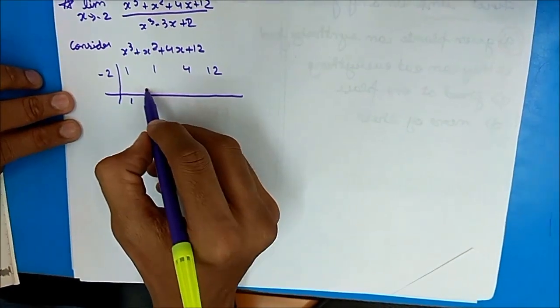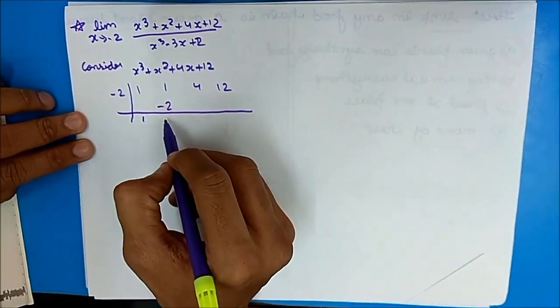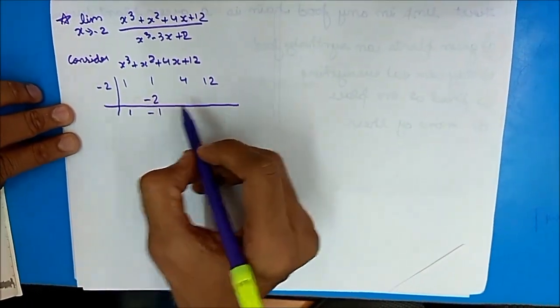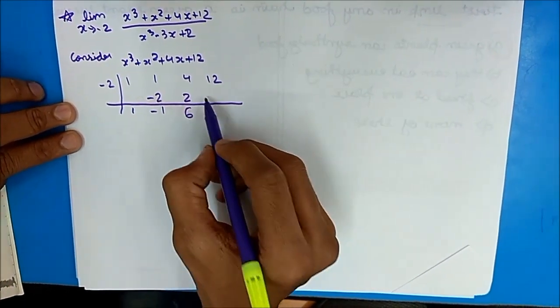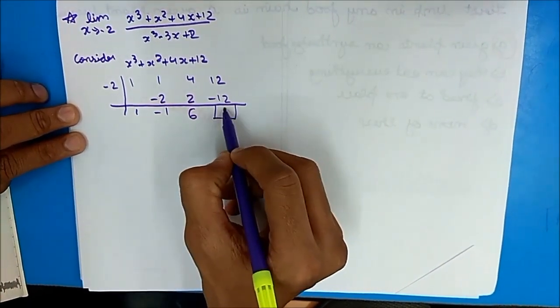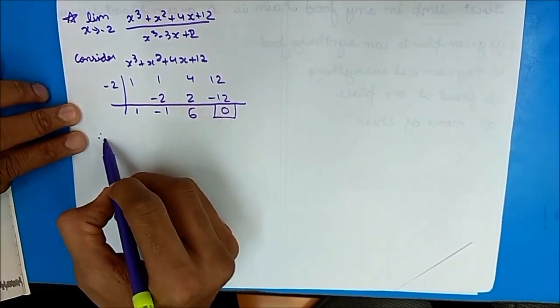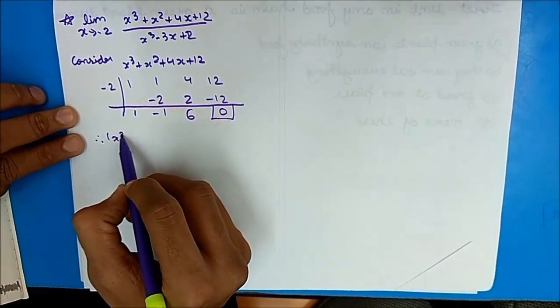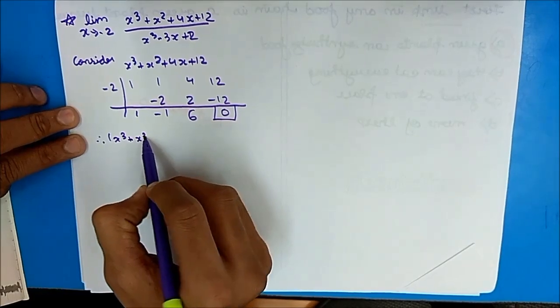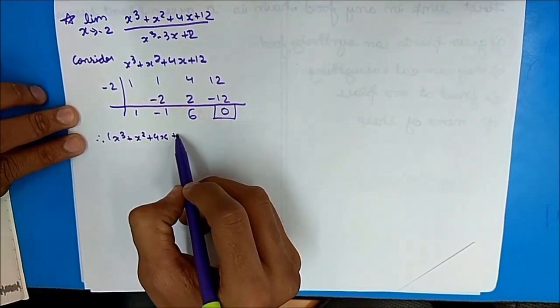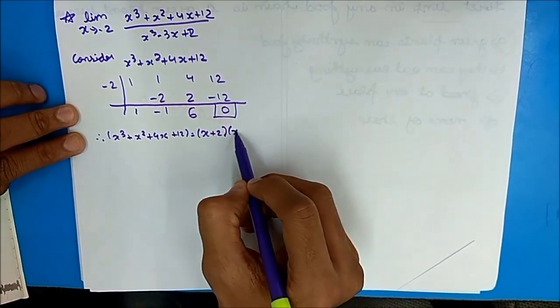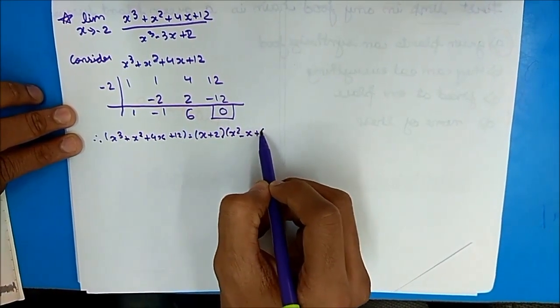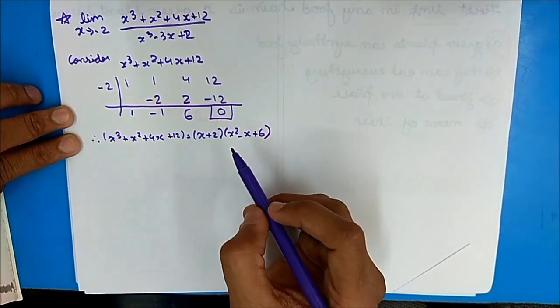So that becomes minus 2 plus 1 becomes minus 1. Minus 1 into minus 2 is 2. 4 plus 2 is 6. 6 into minus 2 is minus 12. And the remainder becomes 0 here. So therefore x cube plus x square plus 4x plus 12 is equal to x plus 2 into x square minus x plus 6 from above.